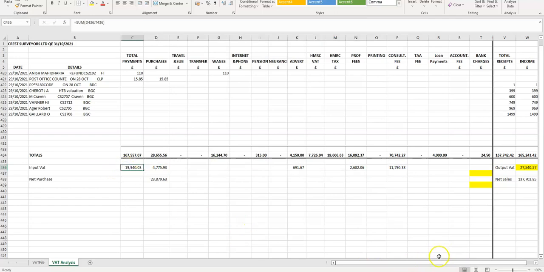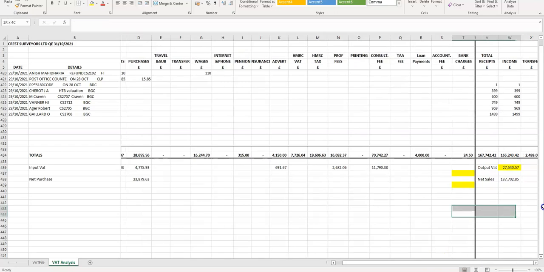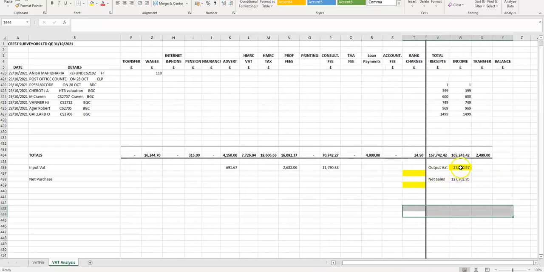And that's all my input VAT that we're going to claim, that is 19,940. On the other hand, we have an output VAT for the sales. So this is my total sales and the VAT is 20%, and for output VAT we have to multiply by 20% if it is outside. If it is inside we divide by 6. So this is my gross sales, that means the VAT is already inside, we have to divide by 6. If the VAT is outside we have to multiply by 20%.